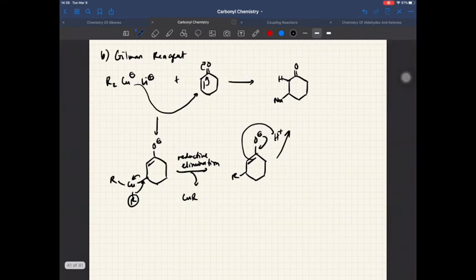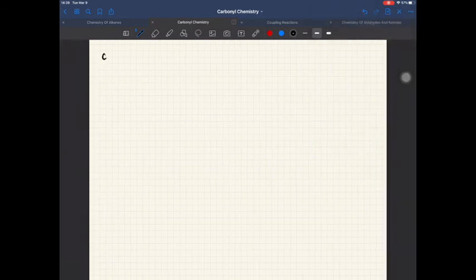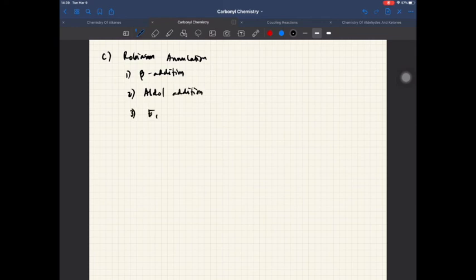So the last example that I have provided for beta addition is the Robinson annulation. The Robinson annulation is basically composed of three steps. The first one is beta addition, followed by intramolecular aldol addition, and finally we have E1CB elimination. So we have intramolecular aldol addition here, and finally E1CB elimination.